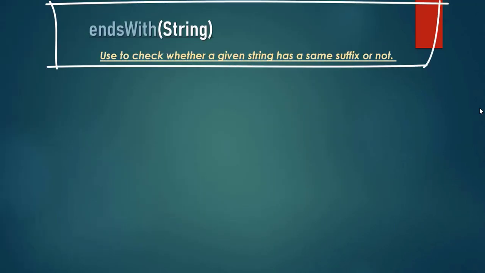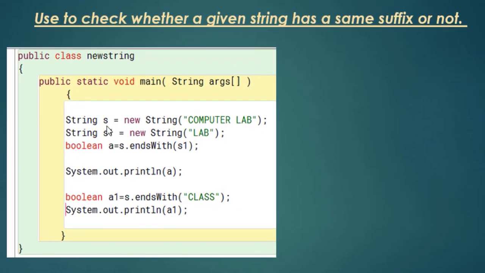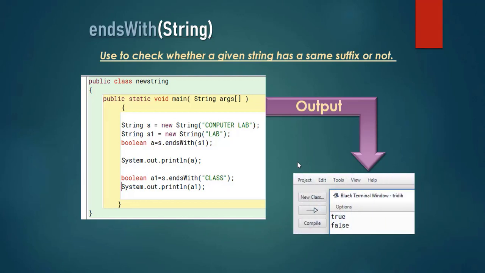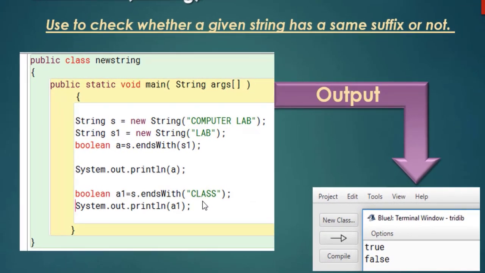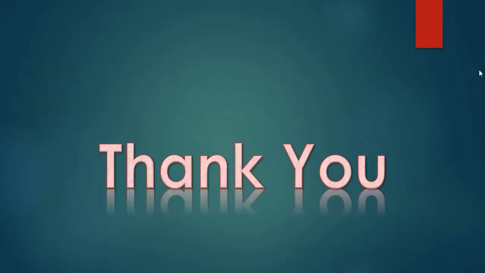On the other hand, we have endsWith function to check whether a given string has the same suffix or not. See the example, s equals "computer lab" and s1 equals "lab". Now a equals s.endsWith(s1), so if I print a, I will get true because here it is lab and there it is also lab, the suffix is the same. But for this case, if I write class, the suffixes are not the same, so the value will come as false.